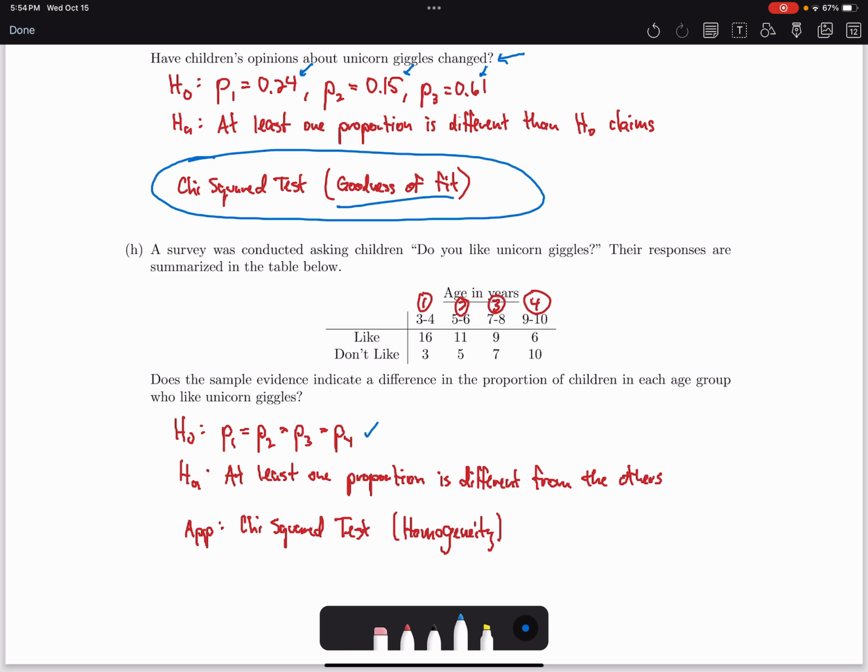So again, we're going to use the same app as the goodness of fit, but this time instead of choosing goodness of fit, of course, we're going to choose homogeneity as the test to run. So that's the app that we would use. And that brings us to the end of this section and the end of this little mixed practice stuff.